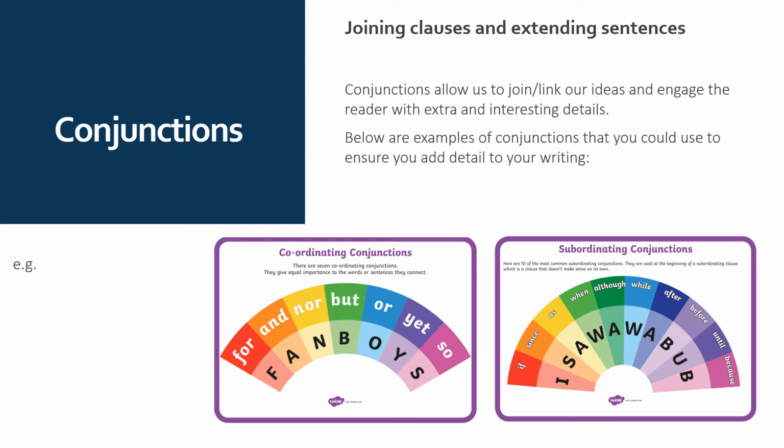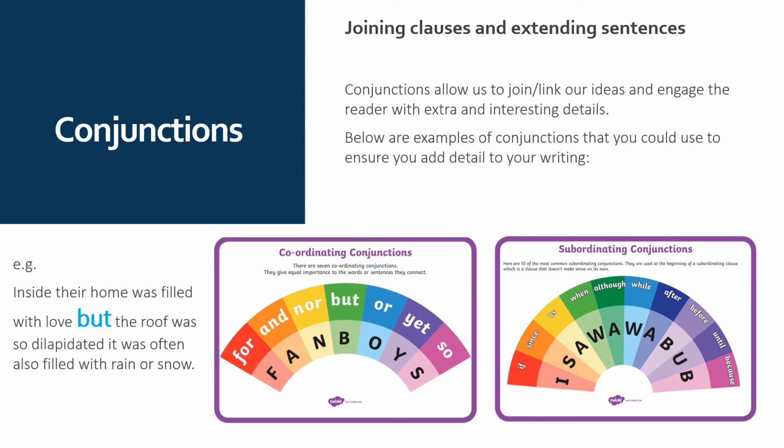For example, here's a sentence with a conjunction in. Inside their home was filled with love, but the roof was so dilapidated it was often also filled with rain or snow. So here we've tried to show the reader that even though it wasn't always unhappy, it wasn't a well cared for home.